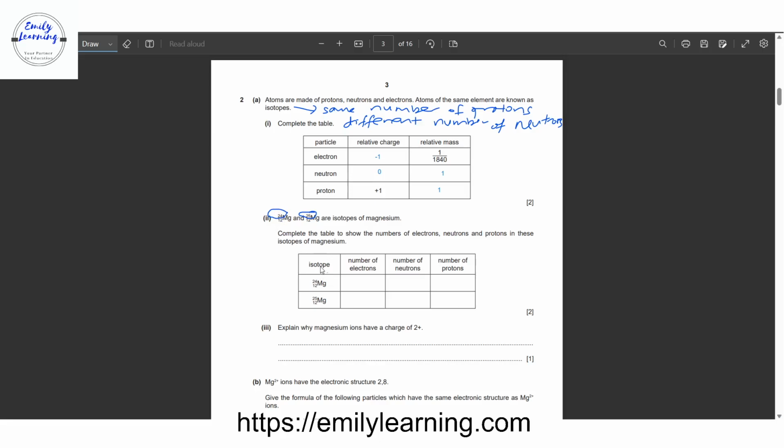So now let's take a look at this question. They ask us to complete the table to show the number of electrons, neutrons, and protons in the isotopes of magnesium.